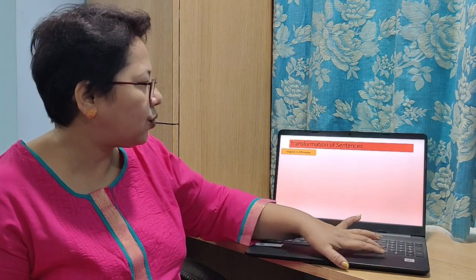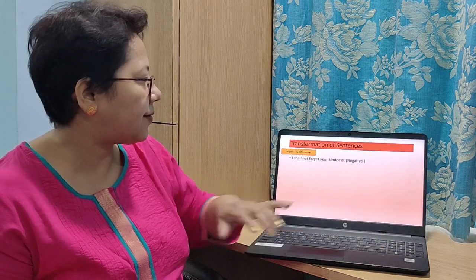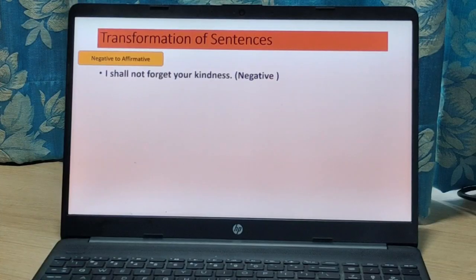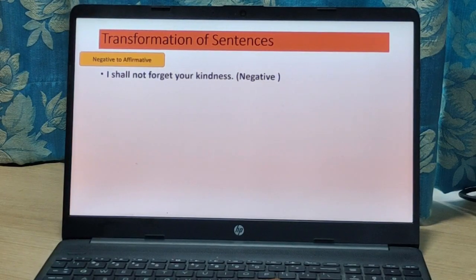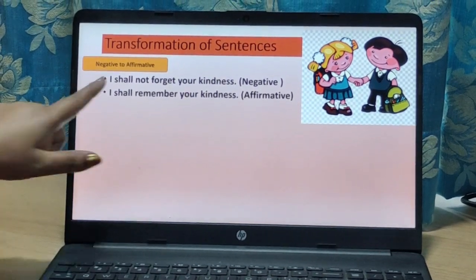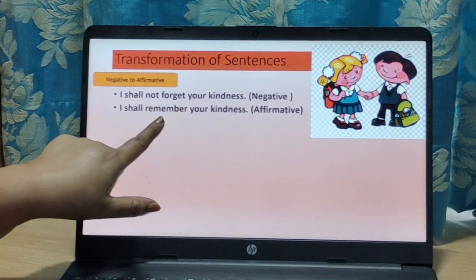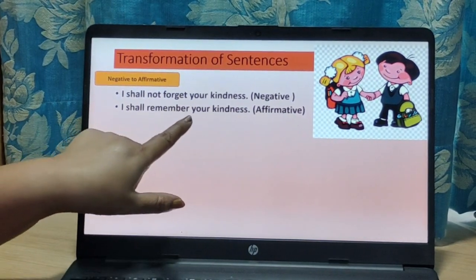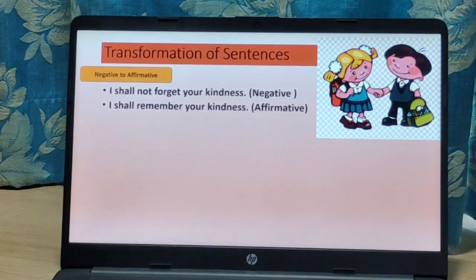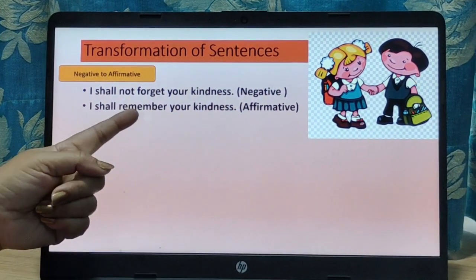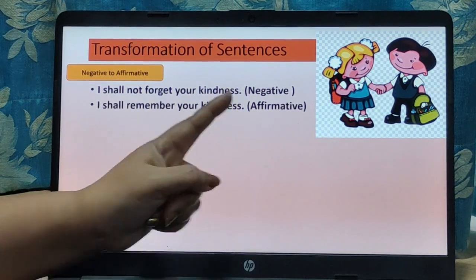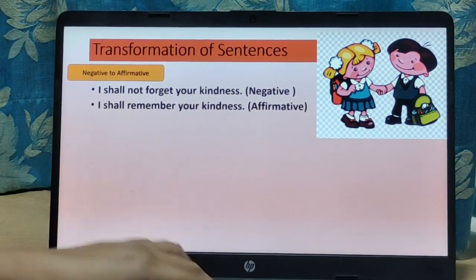Now let us try to change from the negative sentence to the affirmative. Say this negative sentence, "I shall not forget your kindness." Now if I have to change it to affirmative or positive, what will it become? Shall not forget. The opposite word of forget is remember. So I write down, "I shall remember your kindness." Right? So forget becomes remember, and it becomes affirmative or positive because I've removed the not there.